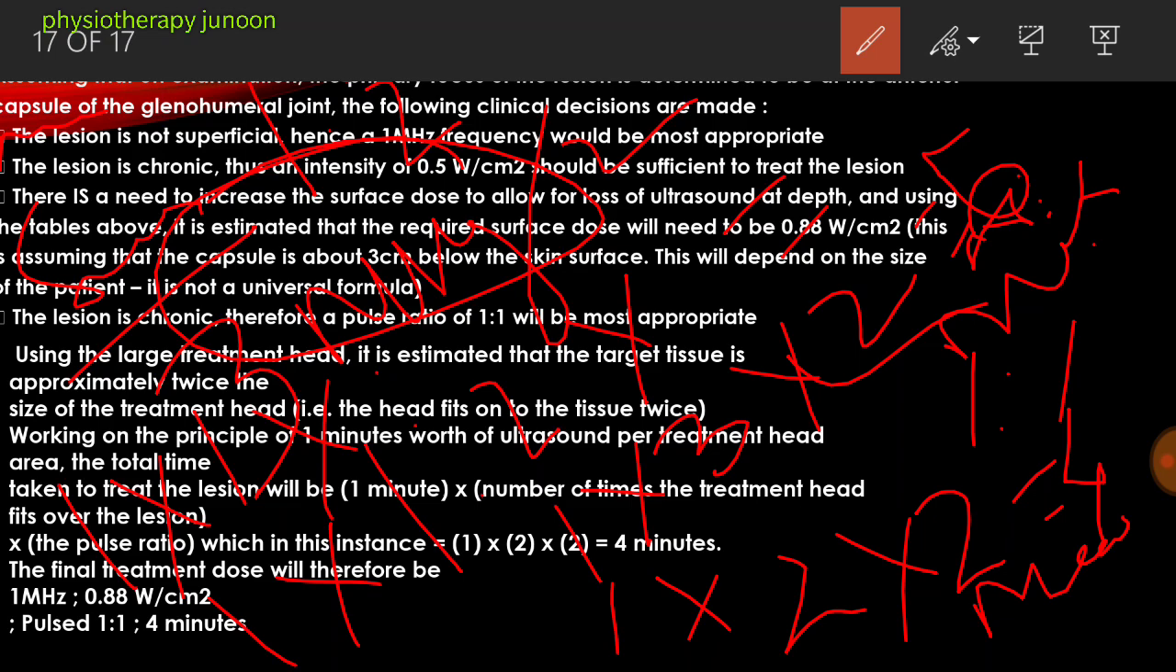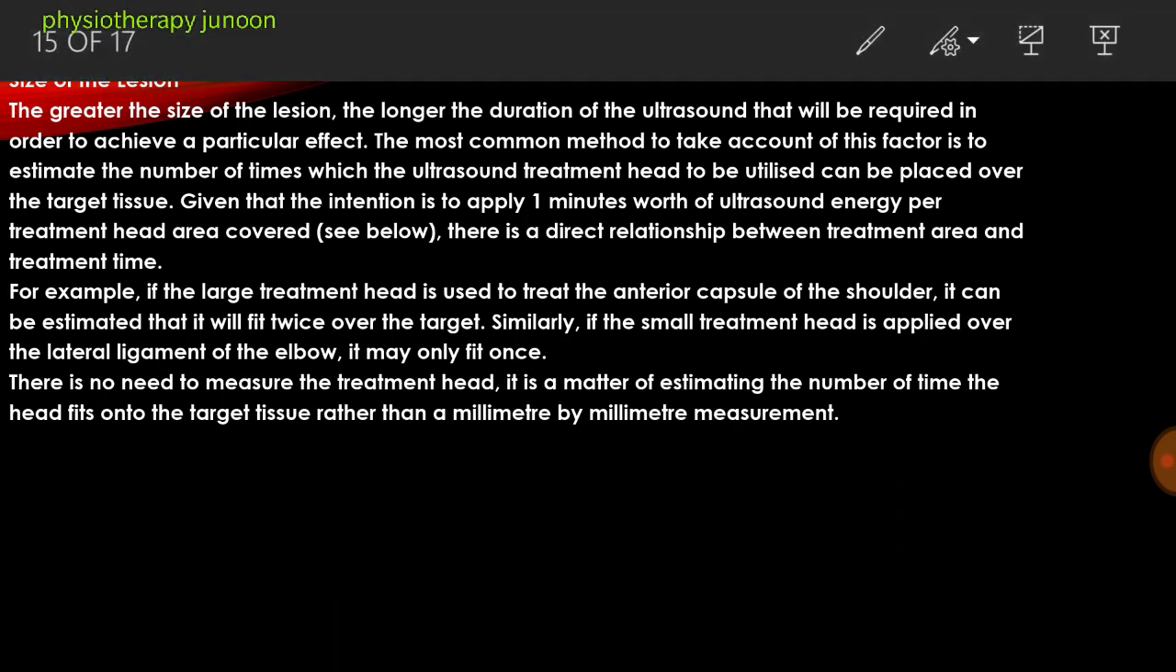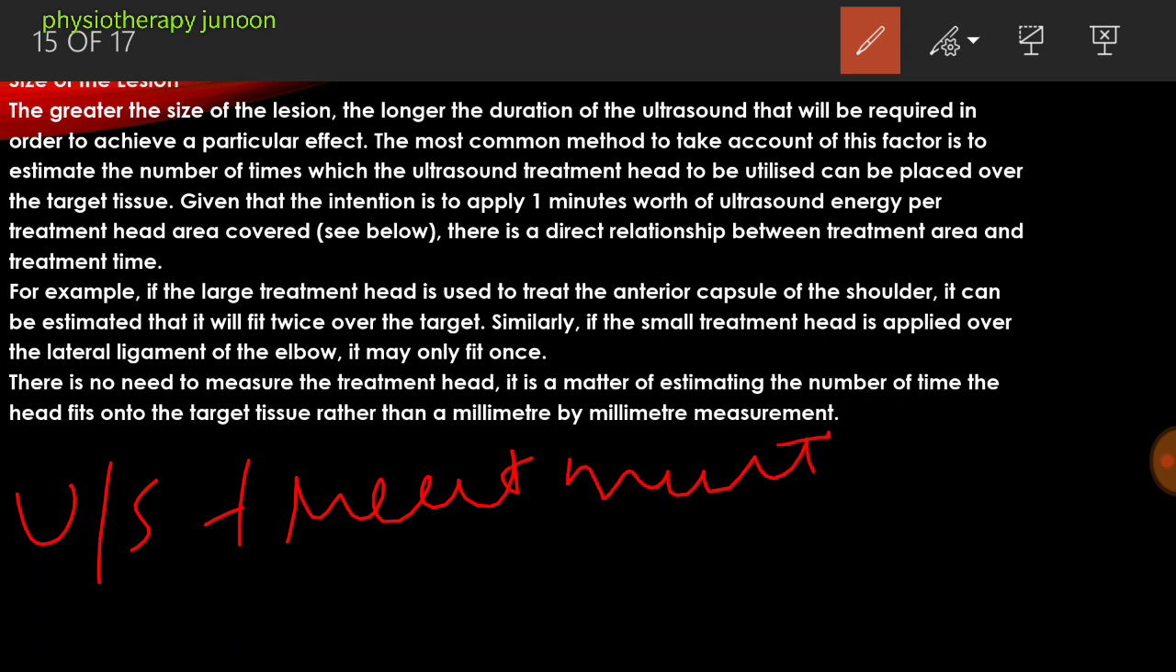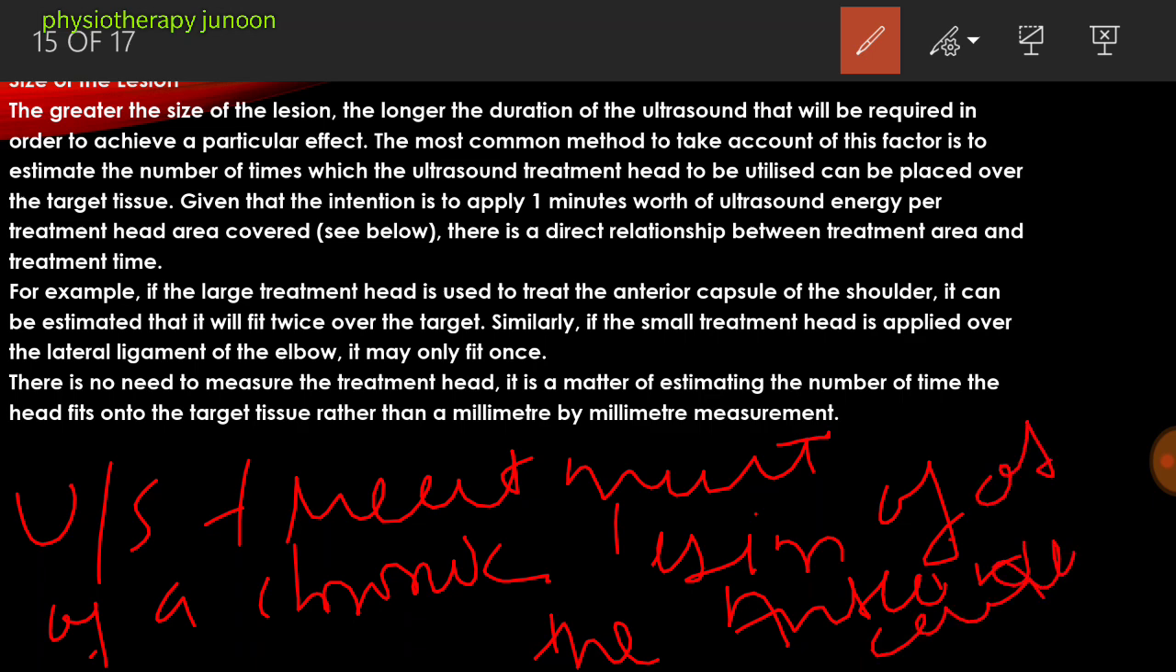So one question is there. The question is, wait, here I write: ultrasound treatment, US treatment of a chronic lesion of the anterior capsule of shoulder or glenohumeral joint. Please answer me in the comment section.